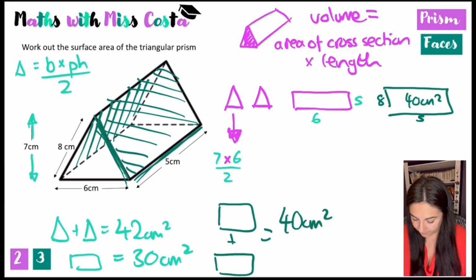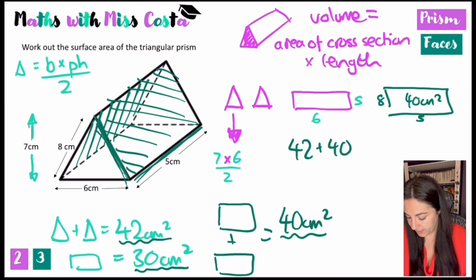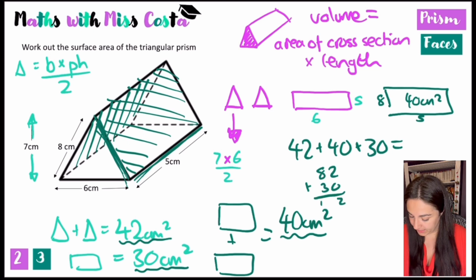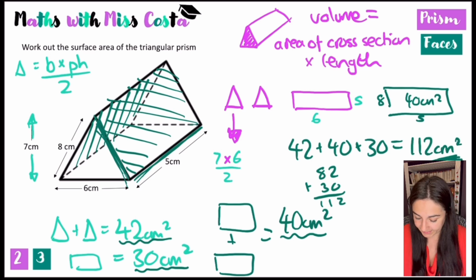What's the total surface area? You just add all the values up. So 42 plus 40 plus 30 gives you 82 plus 30, which would give you 112 centimeters squared. Now be wary that it's centimeters squared because it's an area.